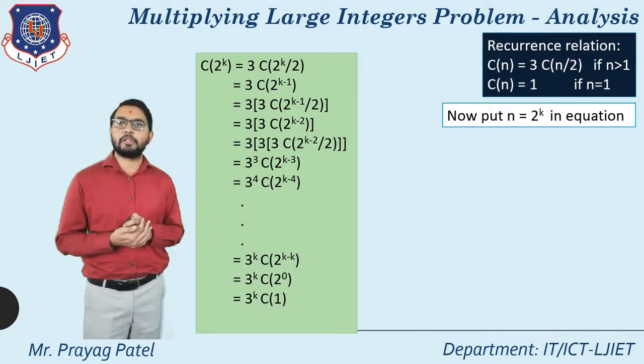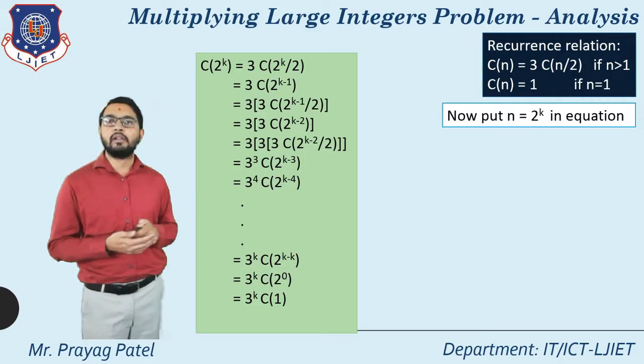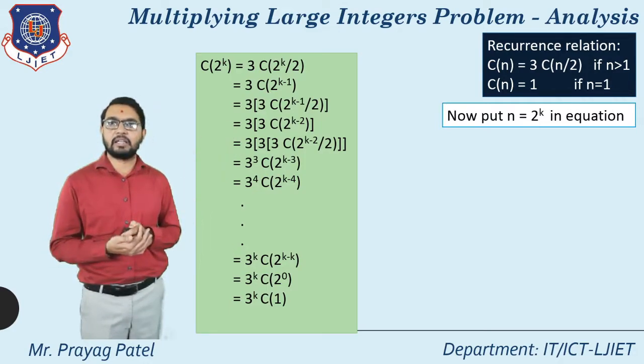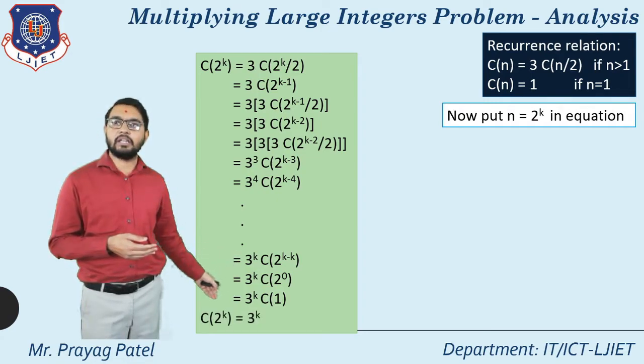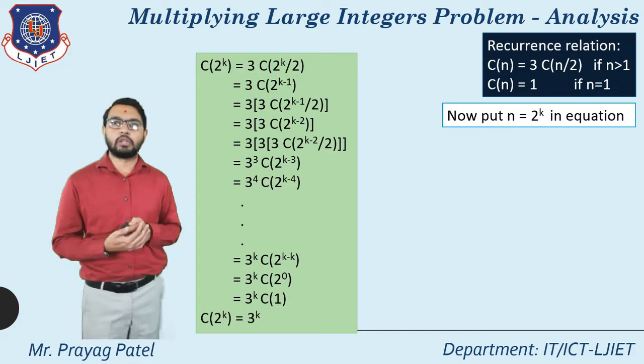Now what is the value of C of 1? C of 1 equals 1 in our first initial condition, C of n equals 1 if n equals 1. So here we consider C of 2^k equal to 3 raised to k.